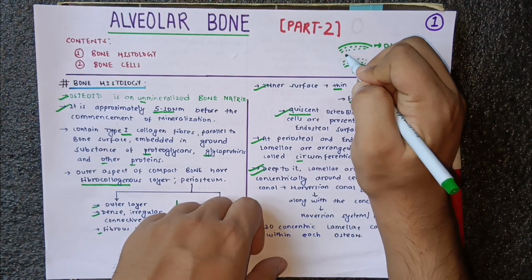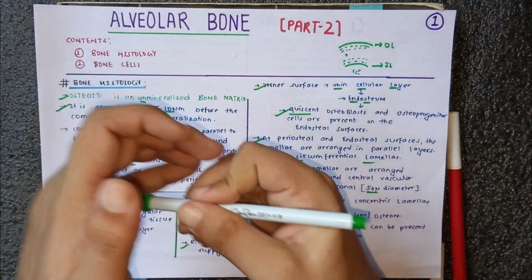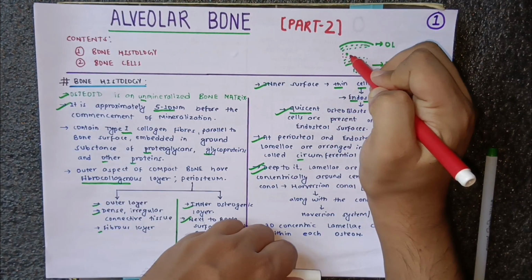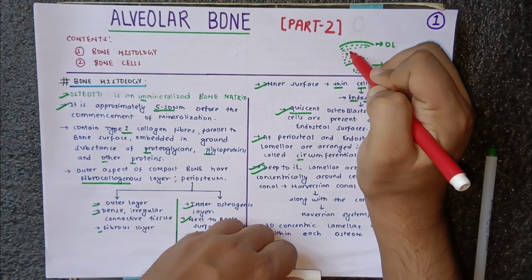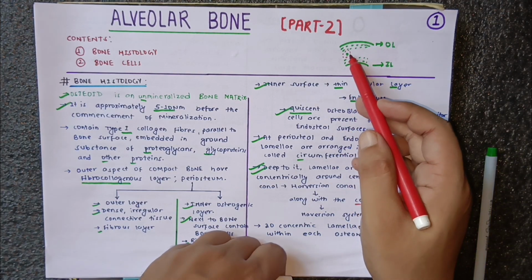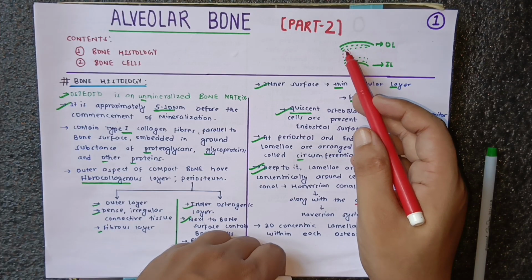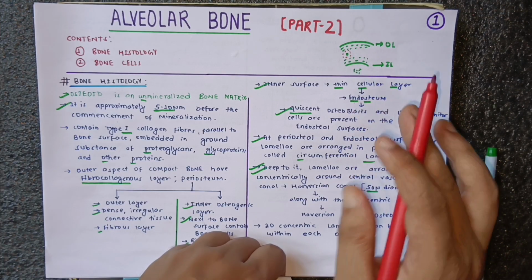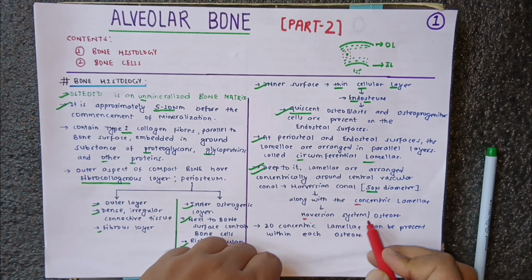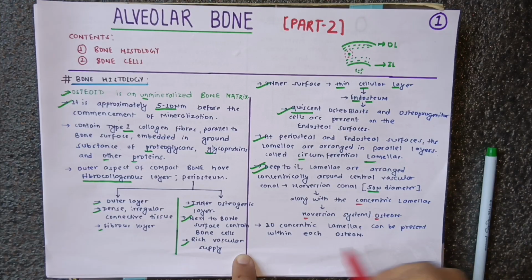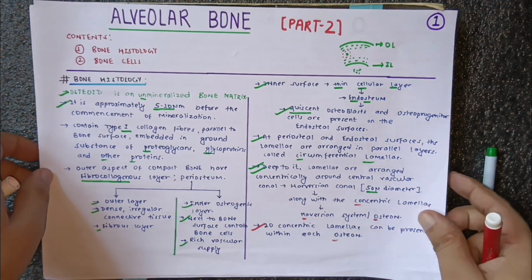If this is a Haversian canal, then we can see the lamellae arranged around this Haversian canal. That is called the concentric lamellae, and this concentric lamellae along with the Haversian canal forms the proper structure called the osteon. Osteon and Haversian system mean the same. After that, 20 concentric lamellae can be present within each osteon. This can actually be an MCQ.